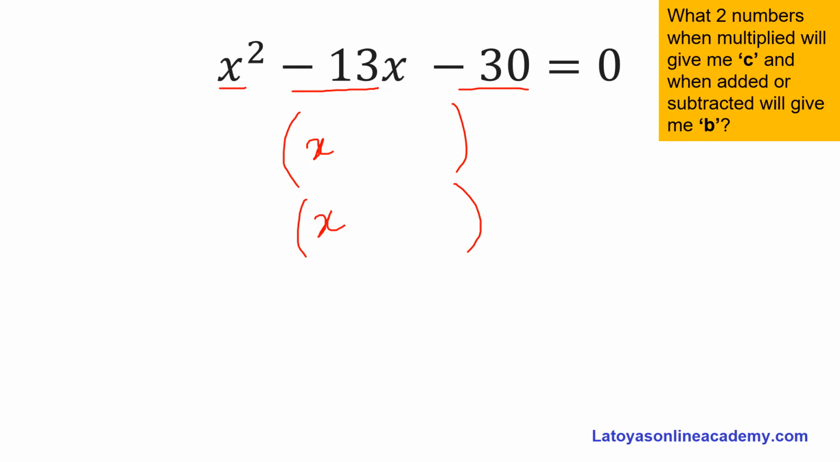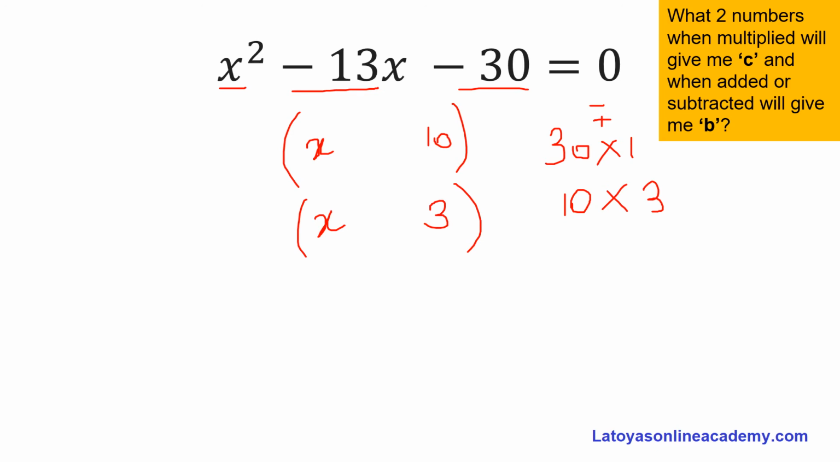Now let's write down the different options. What can I multiply to get 30? I can multiply 30 by 1. But could I add or subtract 30 and 1 to get 13? No, I cannot. Good. So I'm going to try 10 multiplied by 3. So 10 and 3 is going to give me 30. Yes? So I'm going to use 10 and 3.